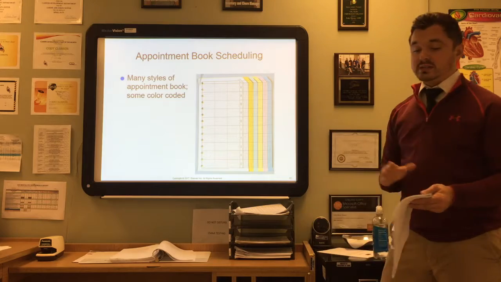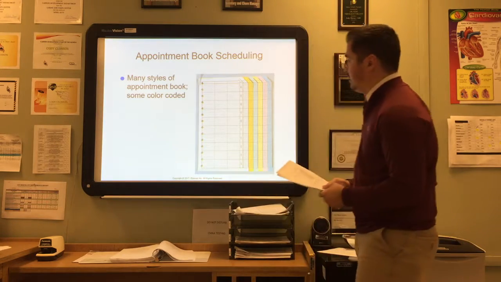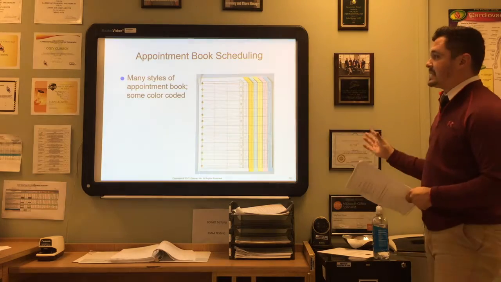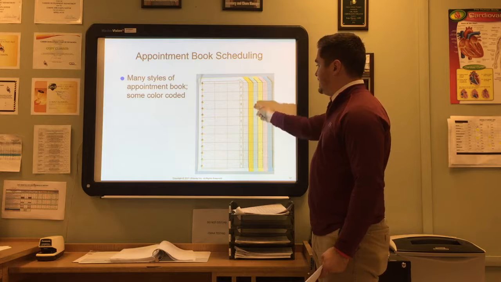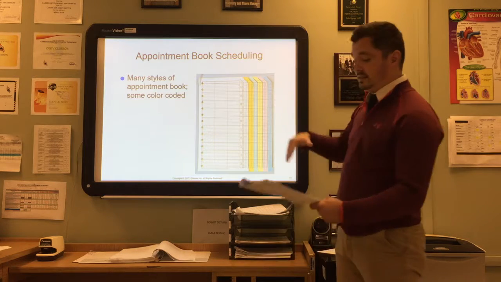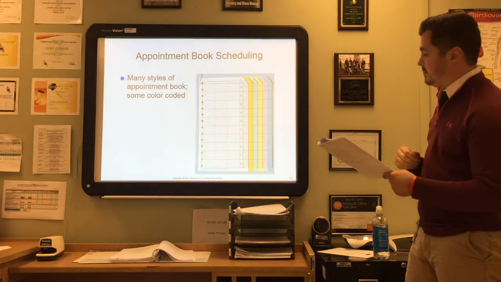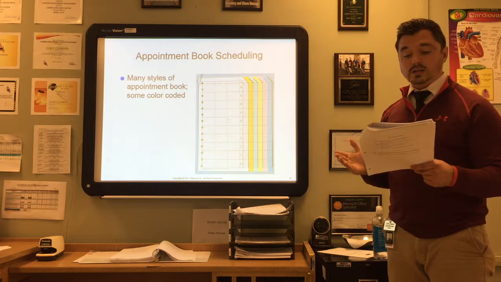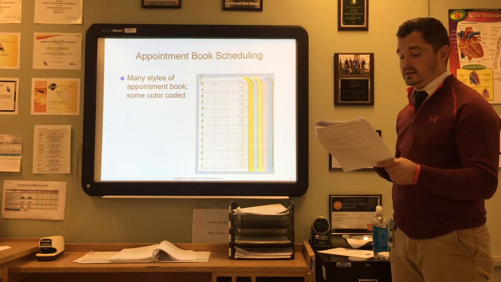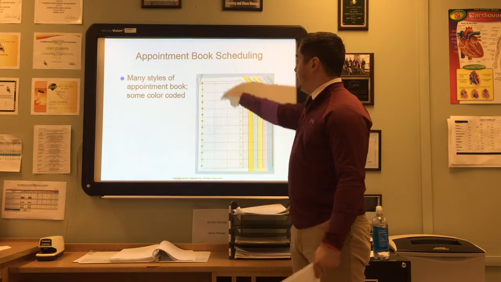So this is appointment book scheduling. Now this is on page 150 in your textbook. It's a small one down in the lower left-hand corner. There are many styles of appointment books, and some are color-coded. This one is color-coded, and this one has the days done in different colors, so it's easy to flip through the days. If it's color-coded by day of the week, it is much easier for the medical assistant to quickly flip to certain days. Multiple columns can correspond to doctors in a group practice so that time can be divided according to their preferences, as you see here.